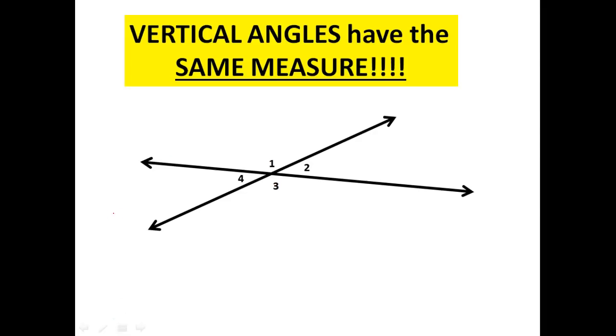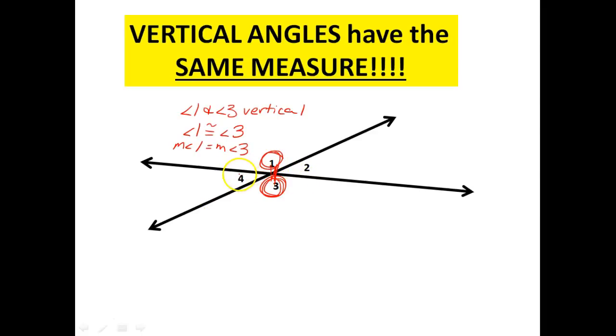Now, I need you to understand, and I need you to write this down, highlight it. Vertical angles have the same measures. So here, angle 1 and angle 3 are vertical angles. And if they're vertical, that also means they are congruent. Angle 1 is congruent to angle 3. So the measure of angle 1 is equal to the measure of angle 3. That's what that means, okay?